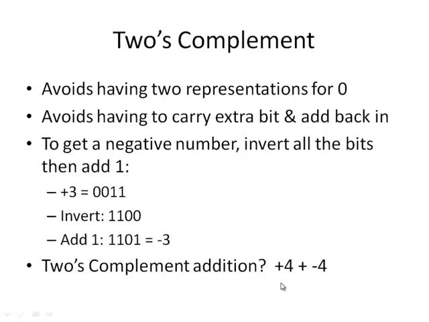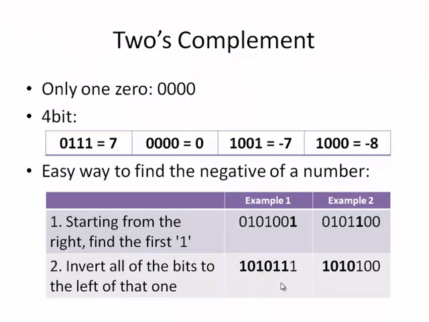2's complement addition I'll leave as an exercise. But for 2's complement, there's only one 0, and for 4-bit values we can see the maximum and minimum values. The maximum positive value is 0111, which is 7, and the most negative value you can get is actually -8, so we can get an extra negative number in there. 1000 is -8 instead of being -0.